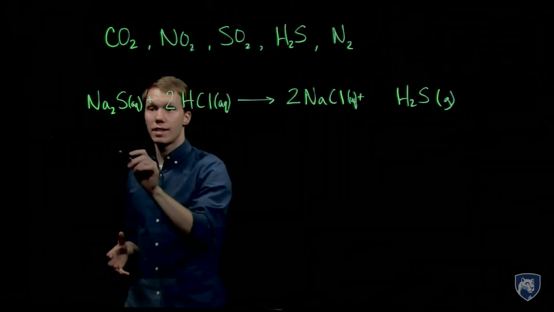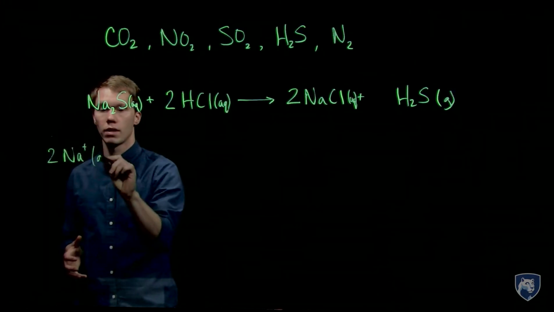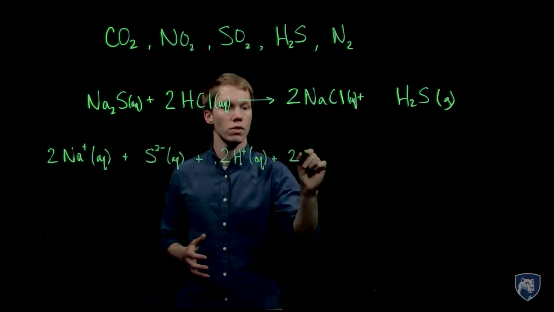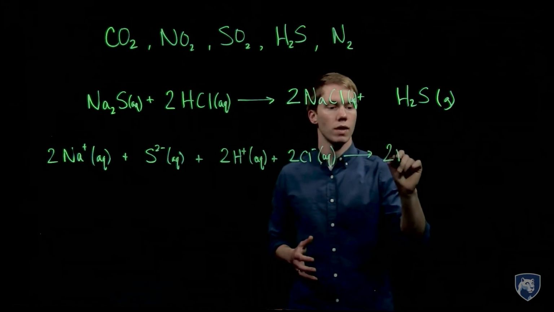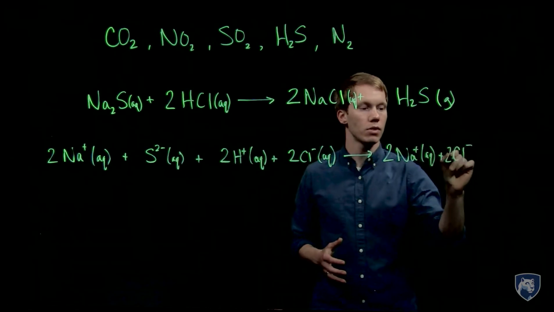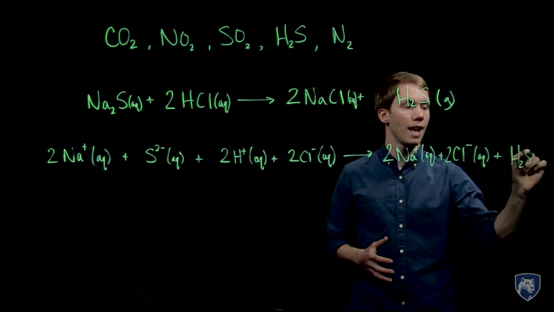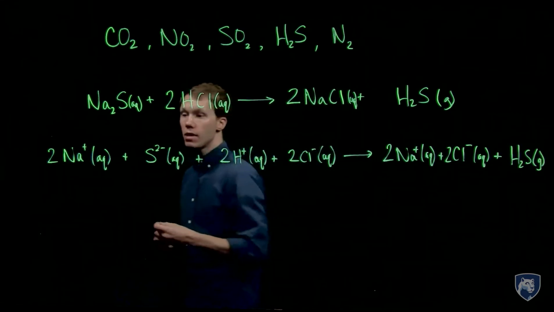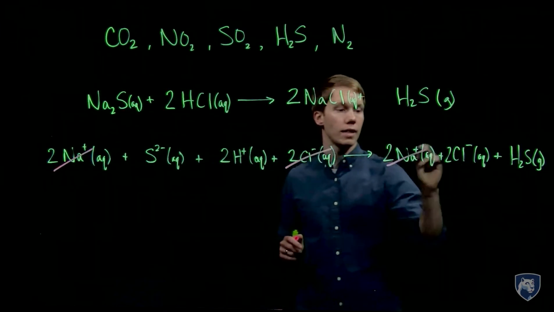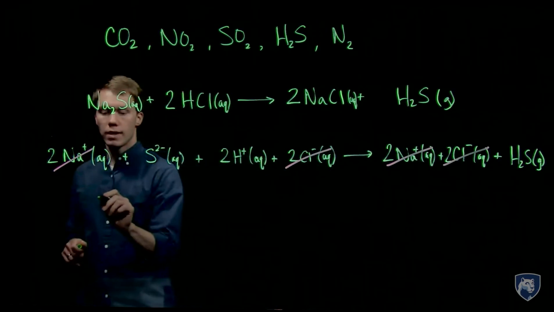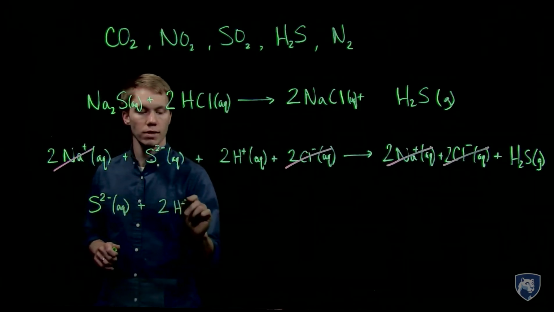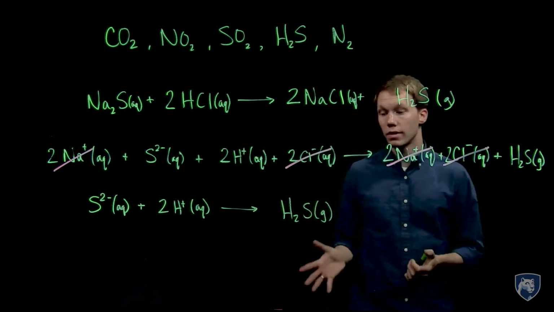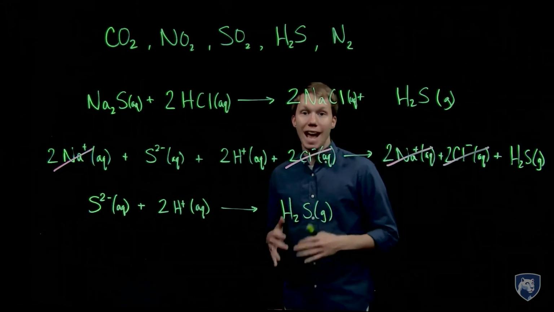So we can write this as a net ionic equation, 2 Na plus S2- plus 2H plus 2Cl-, producing 2Na plus 2Cl-, and then H2S as a covalent compound as a gas. We would identify our spectators, sodium and chloride will be eliminated, and we are left with S2- with 2H plus, resulting in H2S gas.